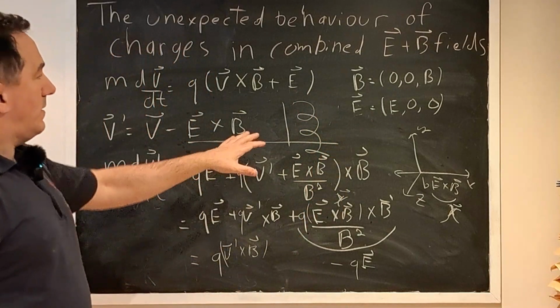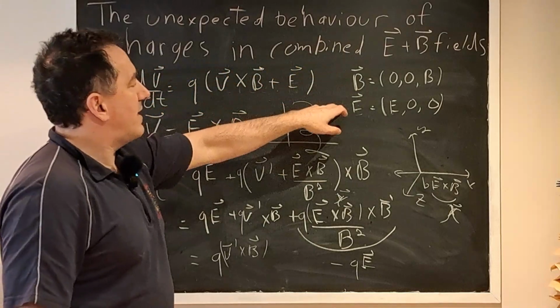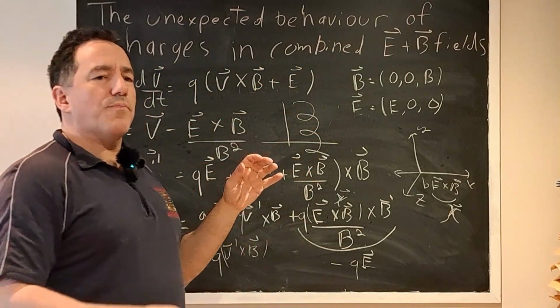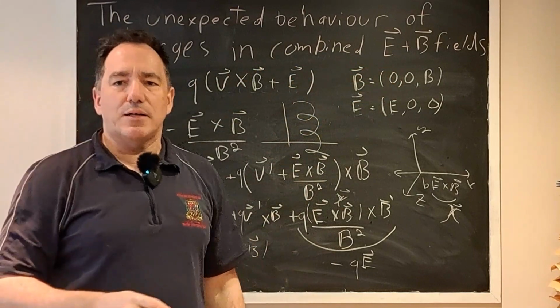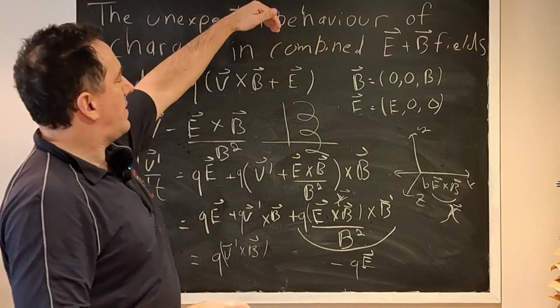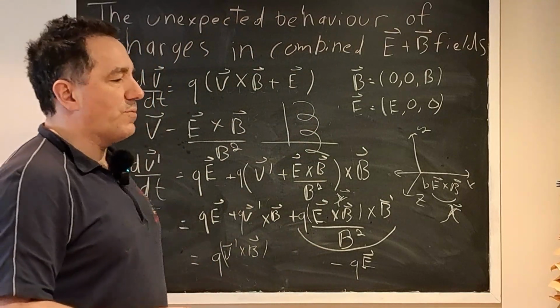So surprisingly, adding the electric and magnetic fields doesn't result in something that is spiraling, if you want, horizontally as we would have expected, but instead something that's moving vertically. And that's the unexpected behavior I was talking about.